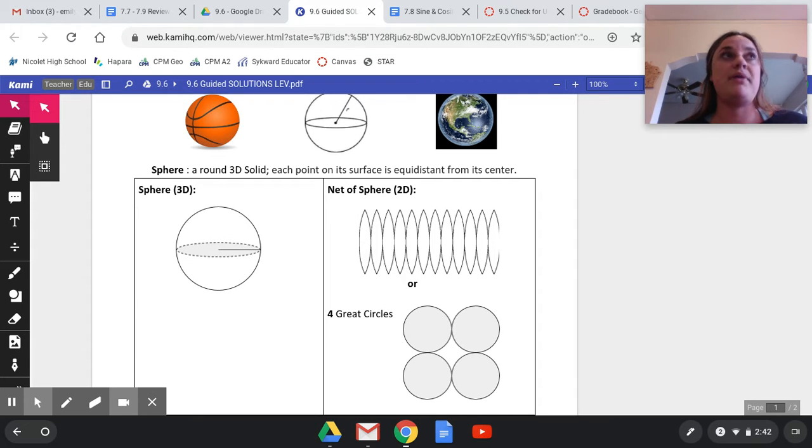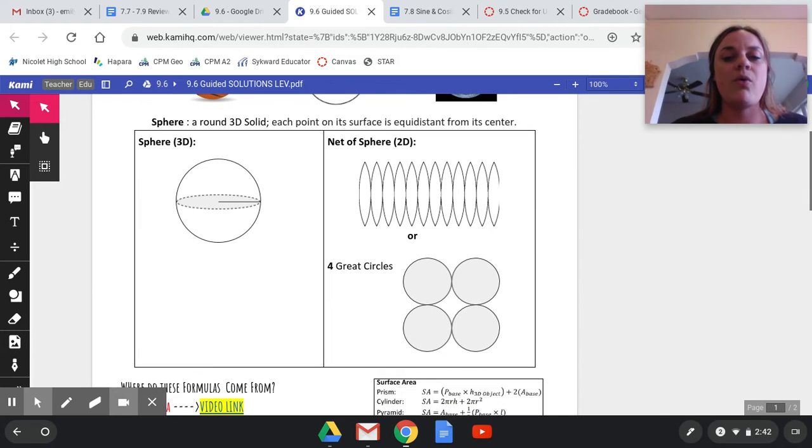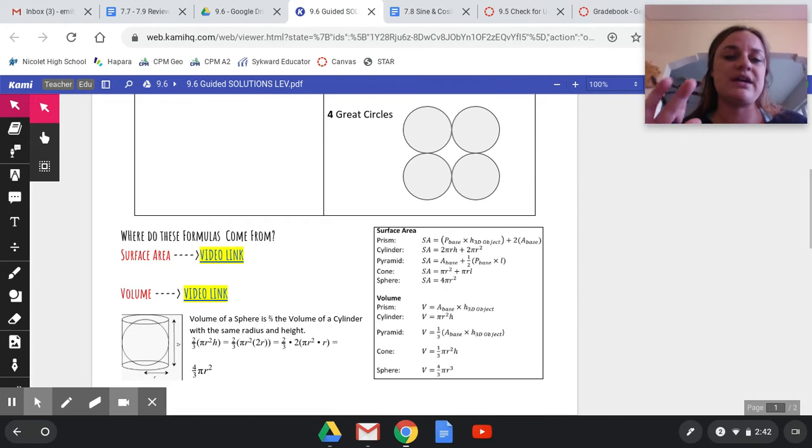If you picture getting a basketball for Christmas and you wanted to wrap all of that, the wrapping paper would be the surface area. When you unfold it, it looks something like this that we've got up here, or four great circles. The great circles are the circles that go through the center of the sphere, and together they are just equal to the surface area.